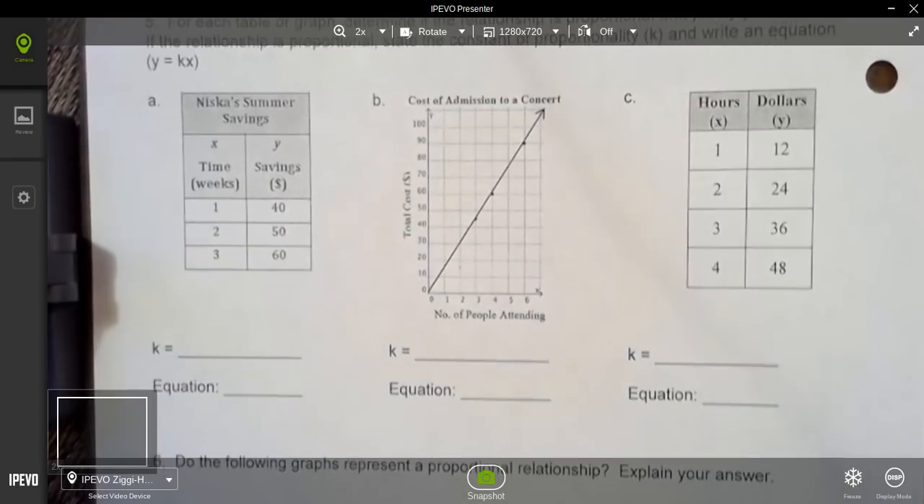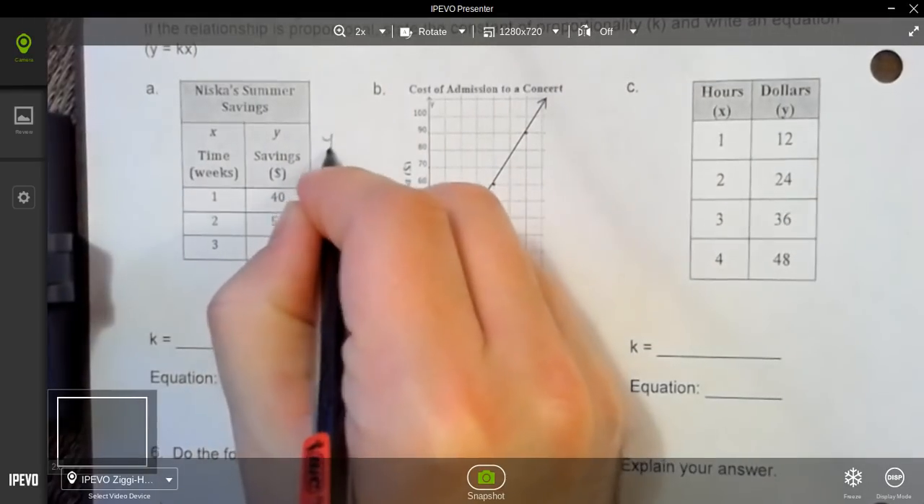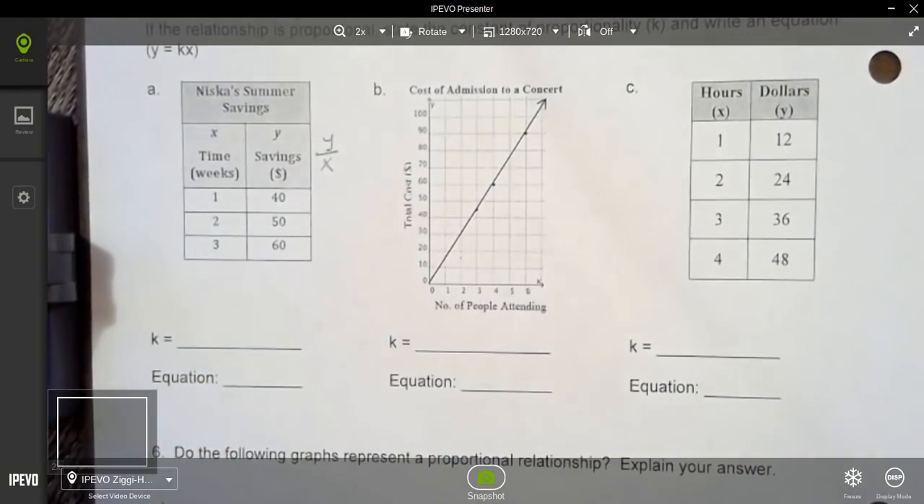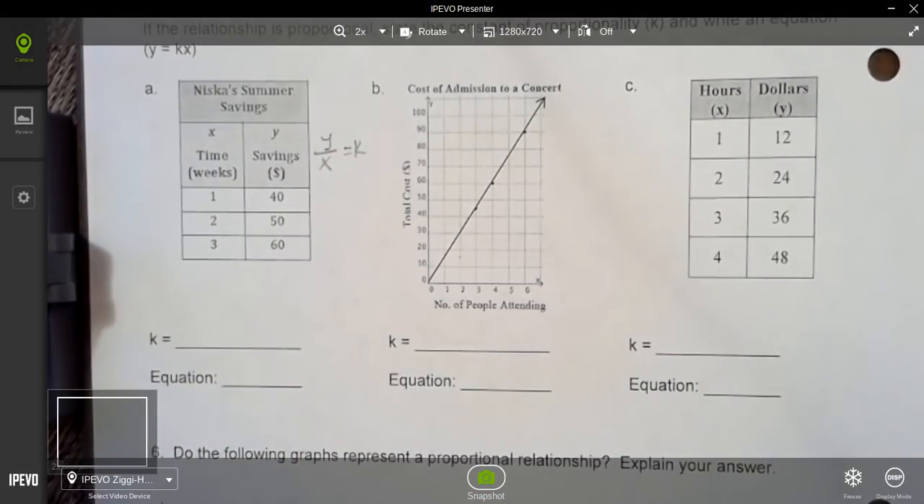And so in example A, they give us a table here where x is our time in weeks, y is our savings in dollars. And we need to realize here that y is our dependent variable. Our savings, it depends upon how long we've been saving in our time in weeks. And so when we figure out our unit rates here, we have to set these up the same way. We have to set them up as y over x. The value of k is equal to y over x.